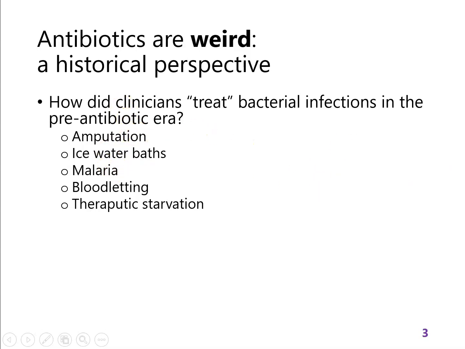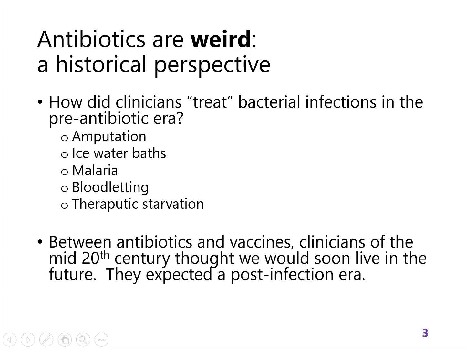Amputation makes sense if you have a gangrenous limb. We still do that today in some cases. Surgical debridement is still necessary in a lot of infection situations. But now we don't have to do therapeutic starvation or bloodletting. Those never made sense anyway. Now we can use antibiotics that directly attack the causative agents. So they directly attack the germs.